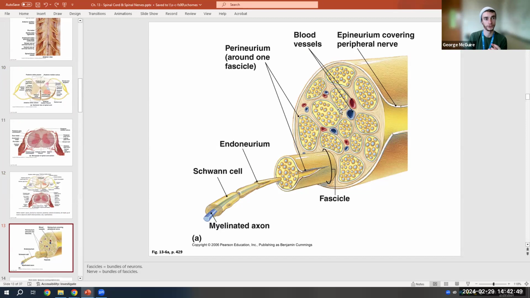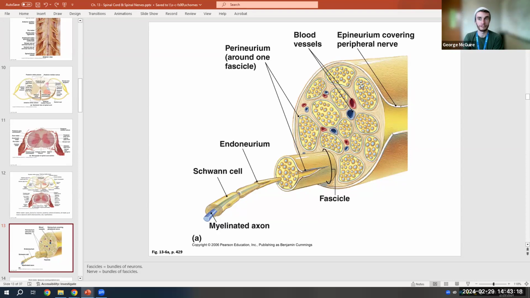We have bundles within bundles within bundles. So we have an epineurium, which is the connective tissue completely surrounding the outer portion of the nerve. This is essentially what the dura mater will become when it extends into the peripheral nerve. It was dura mater when it was in the spinal cord, and that becomes continuous with the peripheral nerve and becomes the epineurium, the outer neural connective tissue.